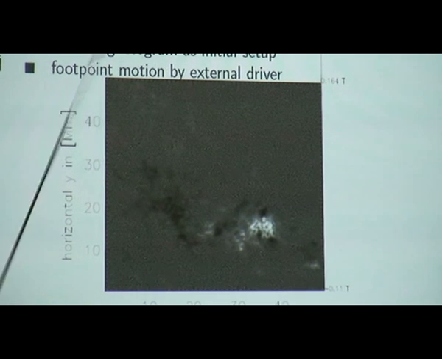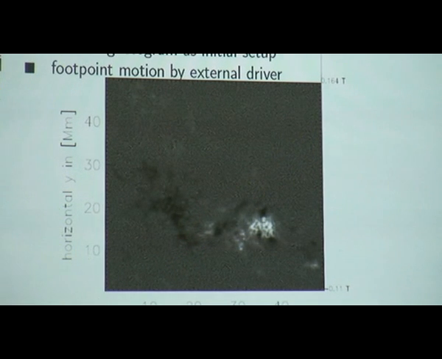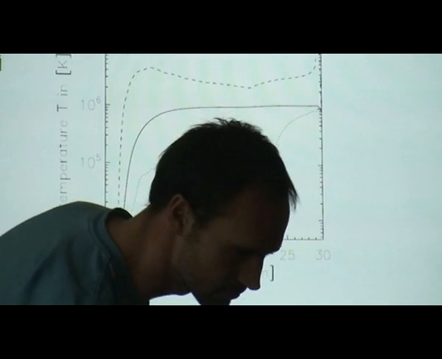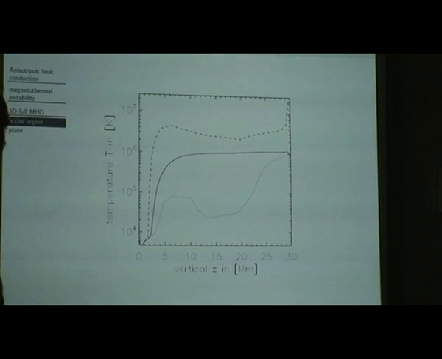This is the footpoint motion, which was first calculated by an external Fortran program and then just added as a boundary condition on the lower boundary. After a while this will produce a temperature profile which looks more like this.